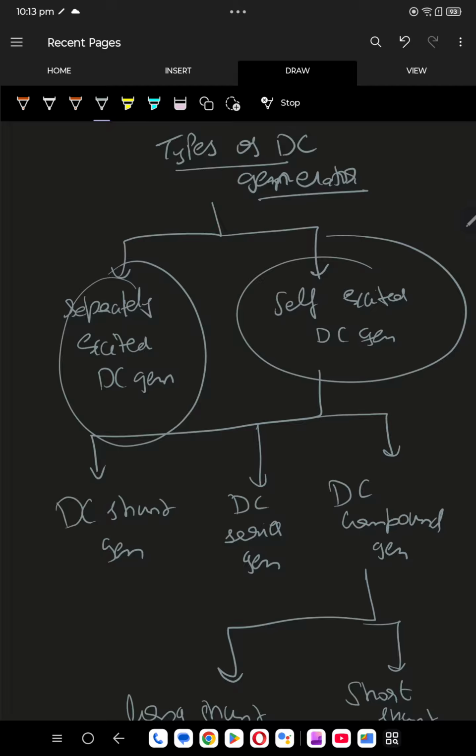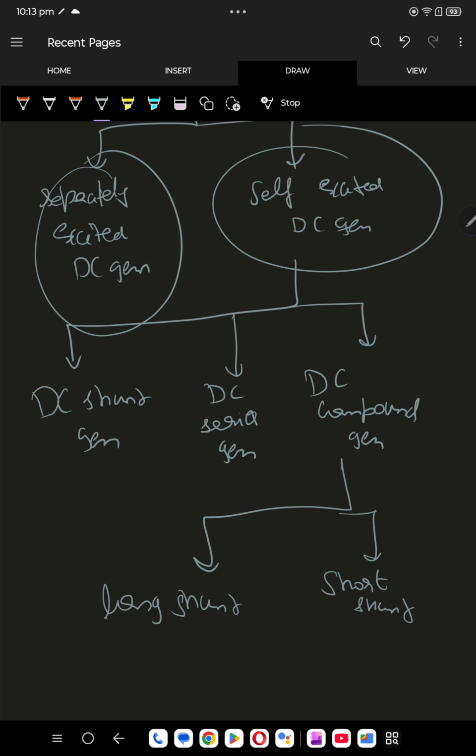Both are possible. Few turns of the field coil are connected in series with the armature coil, and few turns of the field coil are connected in parallel with the armature coil. Now DC compound generators are again further divided into long shunt and short shunt, which we'll be seeing when we are doing the diagrammatic representation. So I hope this is clear.